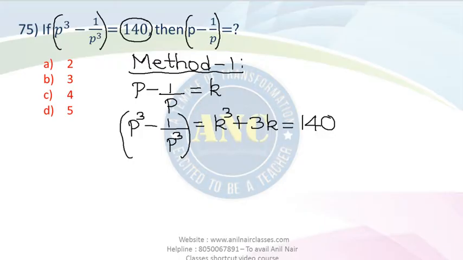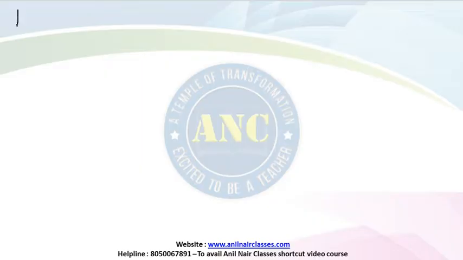k cube plus 3k minus 140 equal to 0. And when you solve that cubic equation, you will get three values of k, and out of the three values whatever you get for k, one of the values will be among the given answer options. So that is the method that you need to follow. It is slightly a lengthier method which we are not at all interested in. So let us immediately switch to method 2.